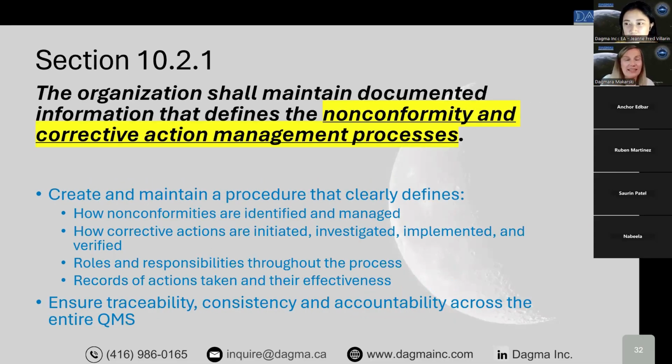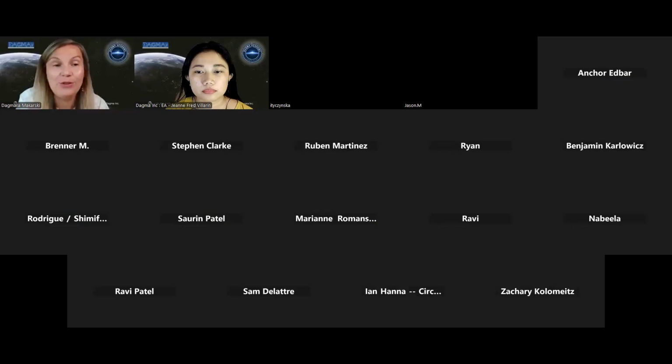The organization shall maintain documented information that defines the nonconformity and corrective action management processes. What does that mean? We have to maintain documented information, so it has to be live and current, and define our nonconformance corrective action process. So create and maintain a procedure that clearly defines how the nonconformities are identified and managed, how corrective actions are initiated, investigated, implemented, and verified, the roles and responsibilities throughout the process, and of course, records of actions taken and their effectiveness. Ensuring traceability, consistency, and accountability across the entire quality management system. So that's what this last little bit means.